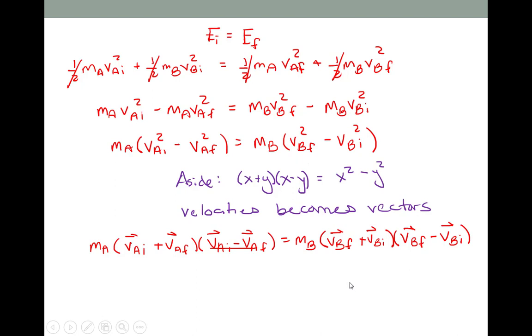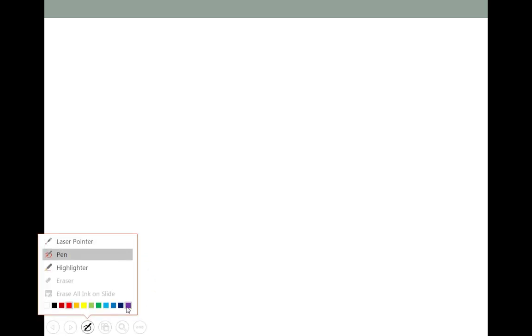And now we're going to go to the next slide and we're going to make another aside. So switching colors again so that our asides are also in another color. This aside is, remember, you can do anything to one side of the equation as long as you do it to the other. So I'm just going to make up a sample equation and show you this.